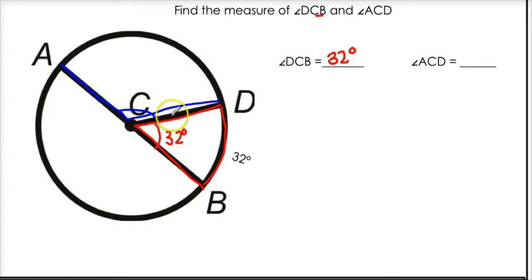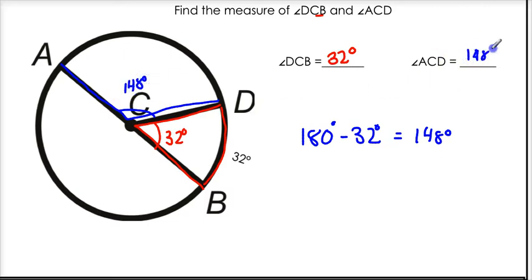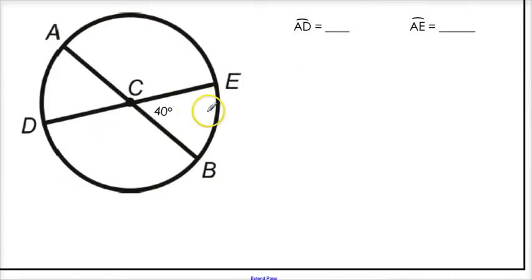Now to find this missing angle right here, since this is a straight line, we're just going to do 180 minus 32, and that gives us 148 degrees. Let me put 148 right there. And that should make sense, because if this whole line is 180, then 180 minus 32 gives us 148. And if you add these two together, 32 plus 148, that gives you 180 degrees back again, right?